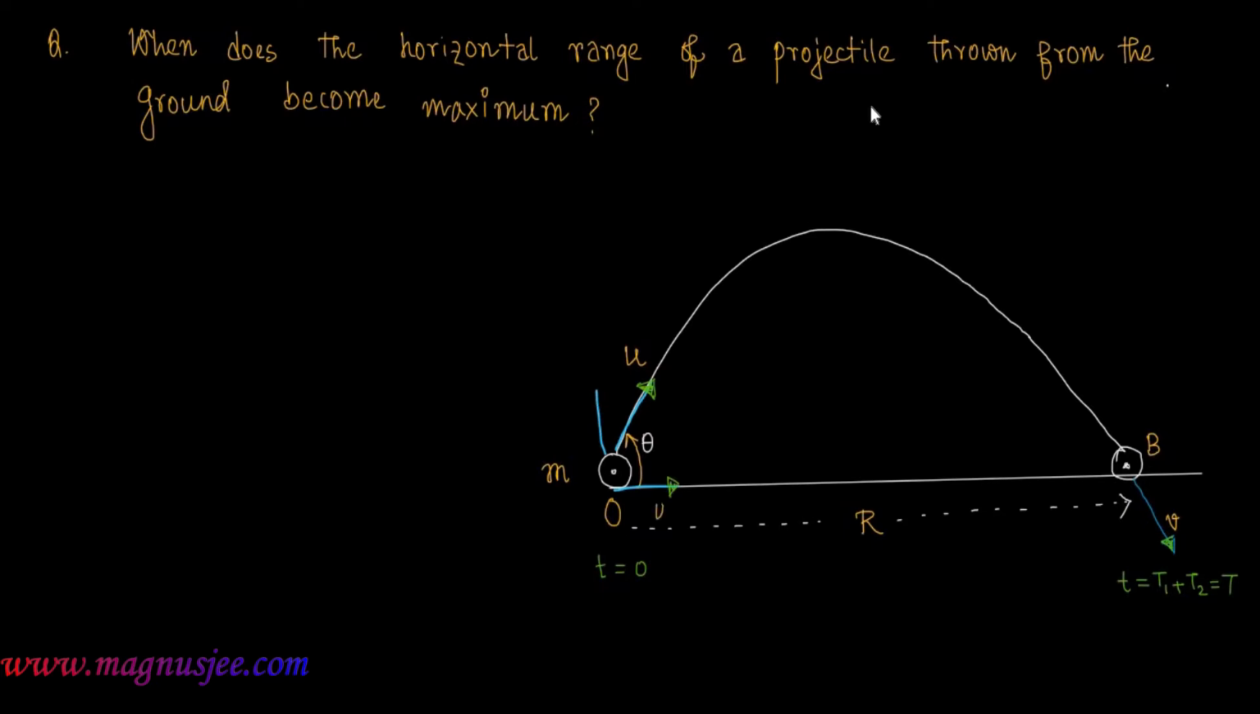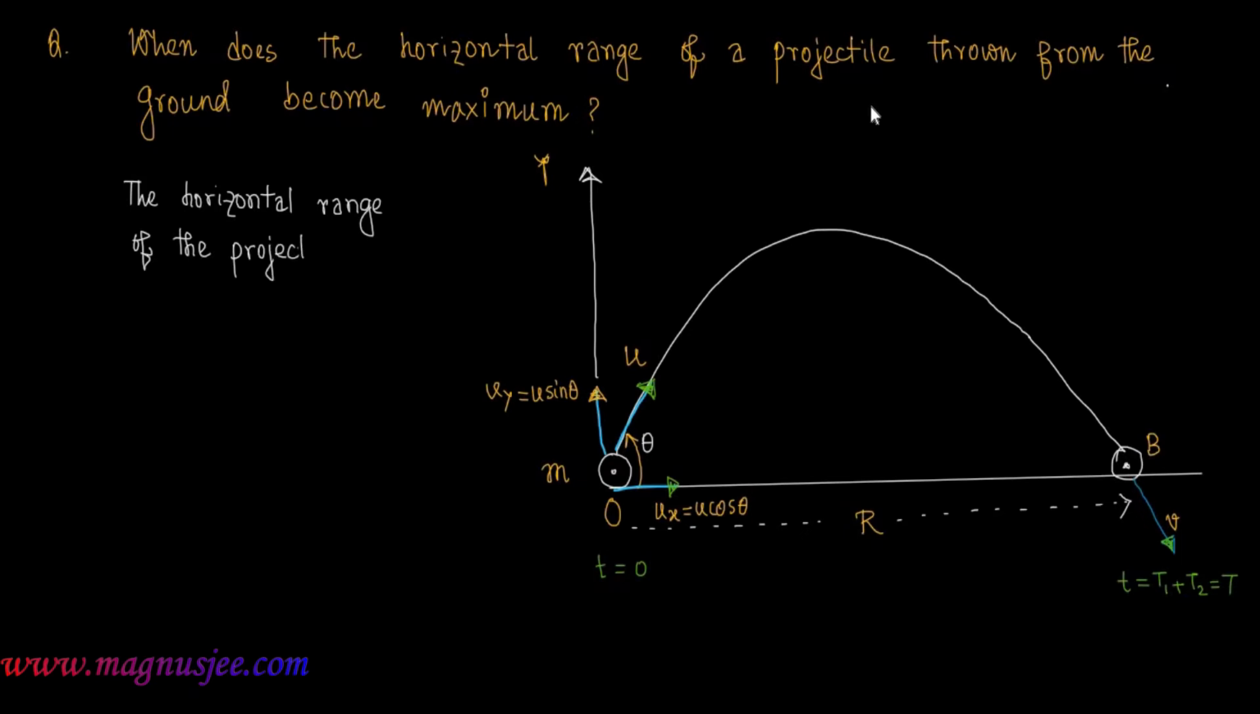Now we can resolve the initial velocity u. Ux is the horizontal component of initial velocity along the horizontal direction. Uy is the vertical component of initial velocity, which is equal to u sine theta, along the vertical direction, the y-axis.